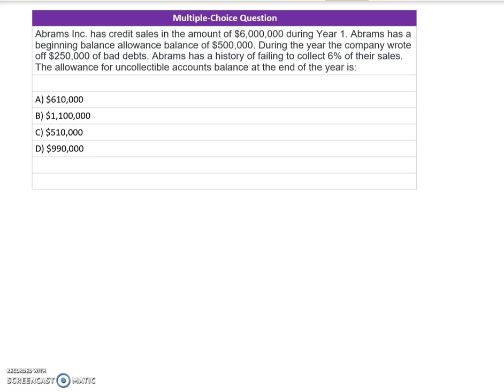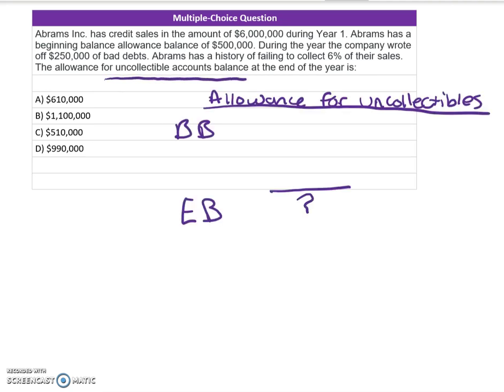So we know we're calculating the ending balance of our allowance for uncollectibles. So we're going to be solving for this ending balance in this base calculation. So our beginning balance is going to start with $500,000. And how do we calculate our bad debt expense?